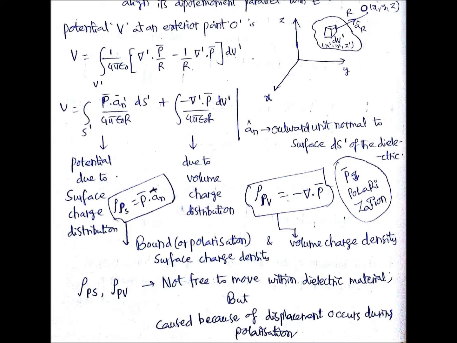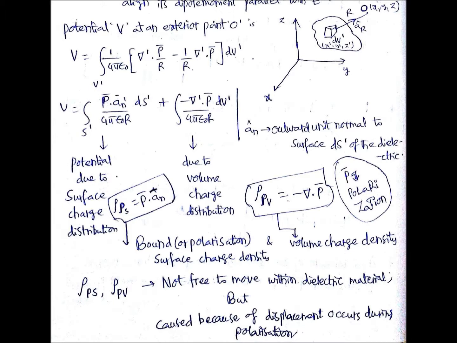So the point considered is x prime, y prime, z prime as shown in the figure, and r is nothing but the distance vector from that point to the point O, that is xyz, where you are interested to find out potential V. So if you write this V separately as two terms, that is integral over s prime of p bar dot an prime bar ds prime, by applying the divergence theorem, divided by 4 pi epsilon naught r, plus the integral of minus del prime dot p bar divided by 4 pi epsilon naught r dv prime.